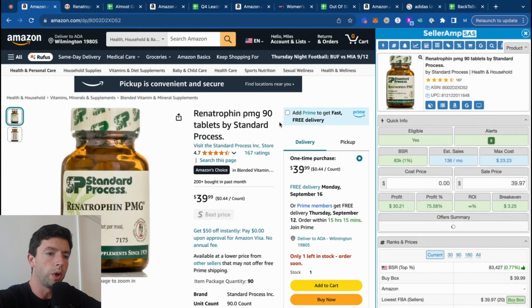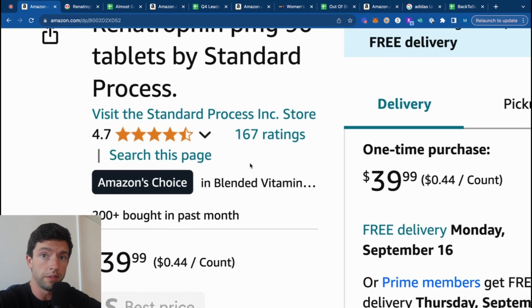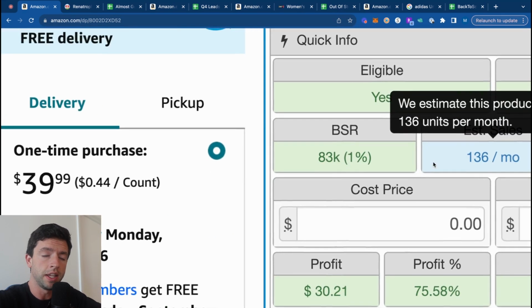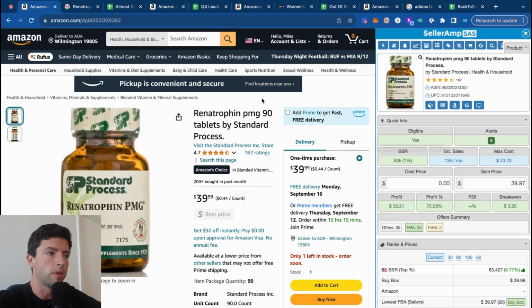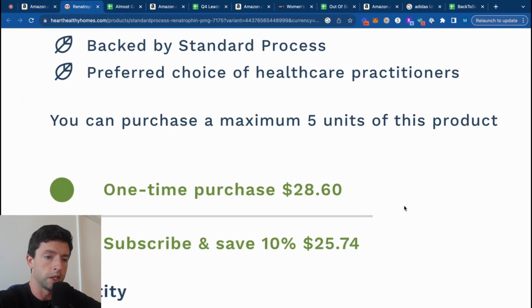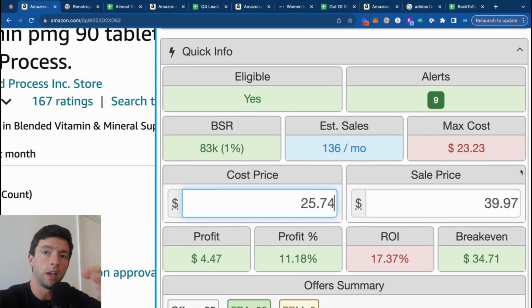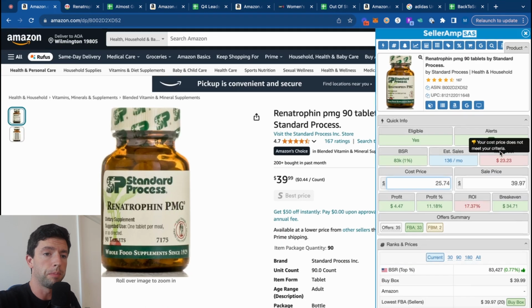So to start off, guys, what do I actually mean by using the Selleramp Google Sheets feature? Taking a look at this specific item right here, this is a pretty good looking product. It's got about 170 reviews and about a 90K BSR. We can see over on this website, it's going for about 26 bucks. So if we plug in 25.74 on the Selleramp profit calculator, that leaves about $5 profit and about a 17% ROI. Now, personally, I don't think that's good enough to grab.